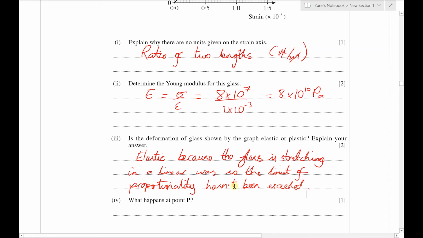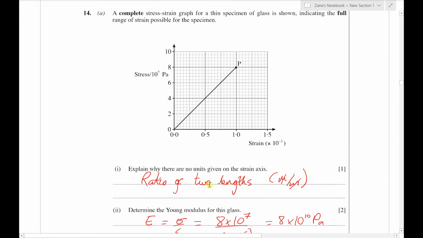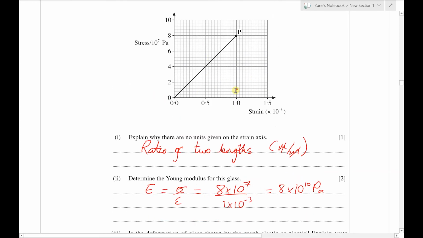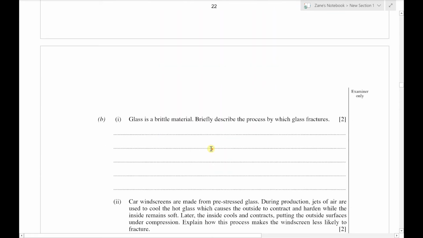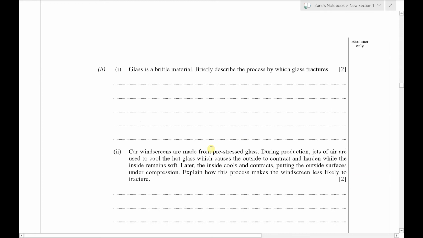Next, we're asked to state what happens at point P. Well, this was the complete range for the graph, the full range of possible strains. So what happens at point P is that the glass will break, the glass will shatter. Remember, the glass is a brittle material which behaves elastically and has very small, if any, plastic deformation before it finally breaks.